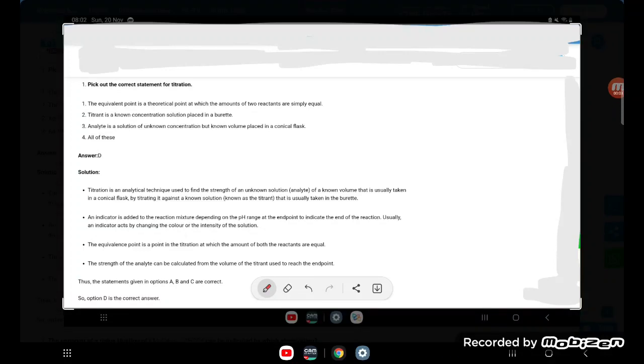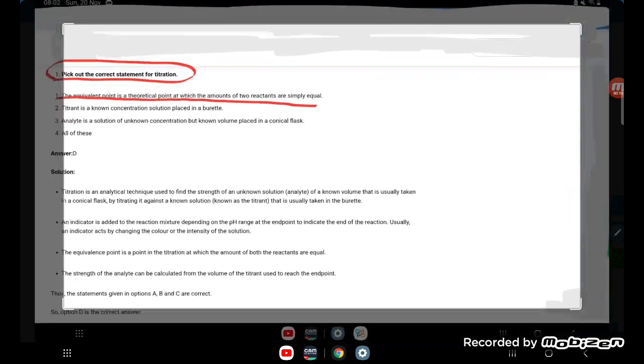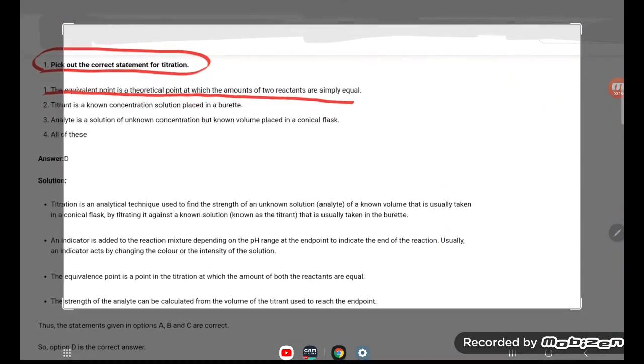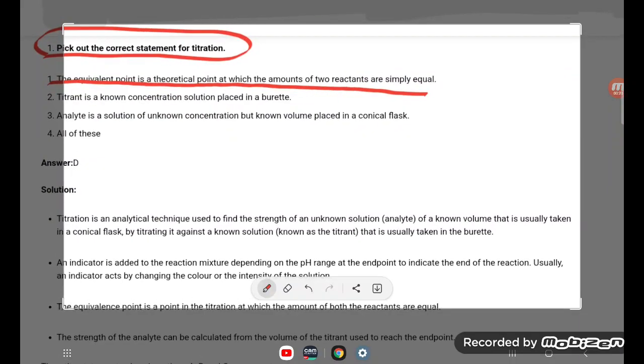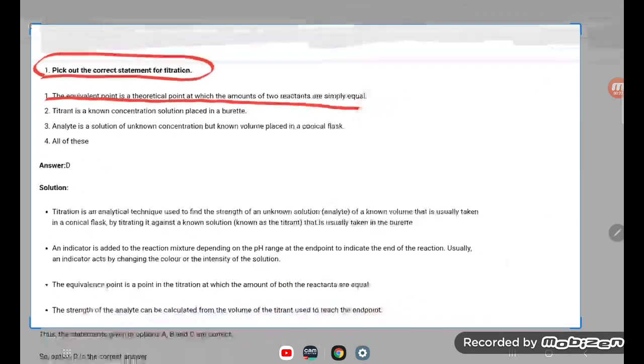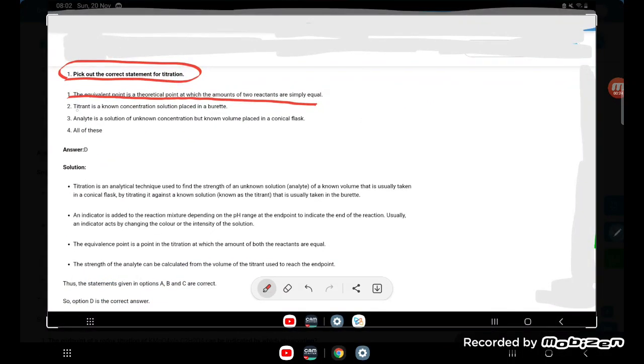Hello students, let's try to understand one problem. Pick out the correct statement for titration. The equivalent point is the theoretical point at which the amounts of the two reactants are simply equal. So that is the equivalent point, where the amounts are equal, students. Right. Now, what is the second one?